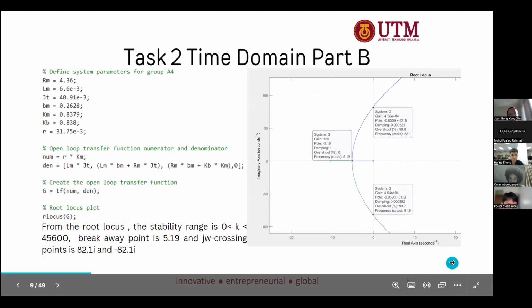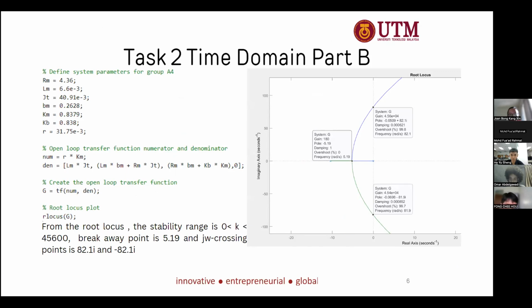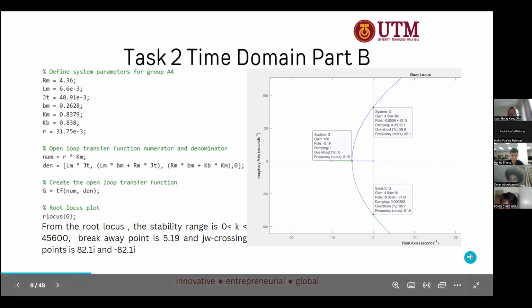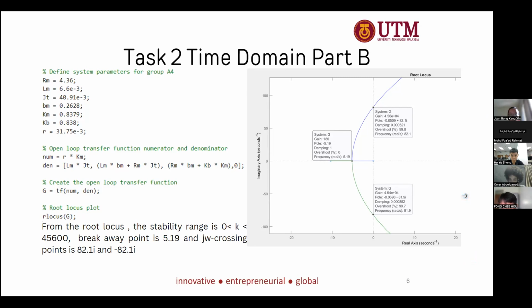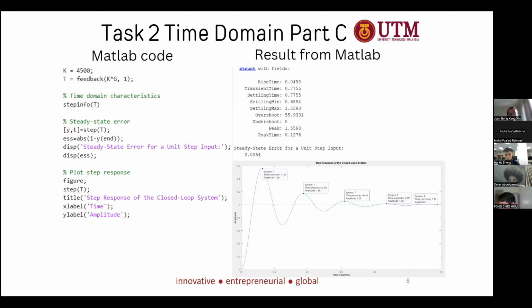Next, I use the MATLAB code to determine the range of the gain K, the breakaway point and the j omega crossing point. From the root locus, I get almost the same result as my calculation. What is the frequency of oscillation when the system is critically stable? The critical frequency is nearly 82.1 radian per second. Okay, proceed faster. Then next is to find the peak time, settling time, overshoot, and steady state error.